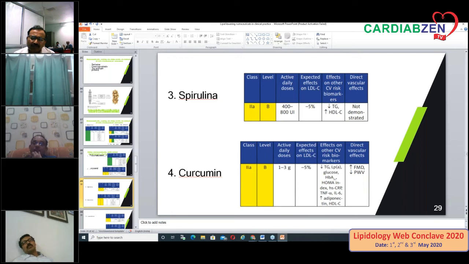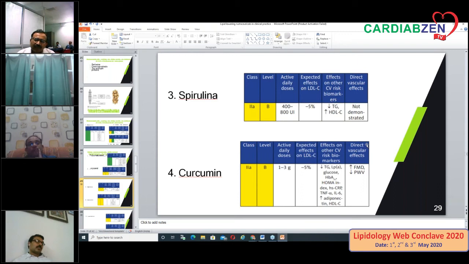This is having beneficial effect in all the components of LDL cholesterol reduction. So this is what I have shown you. Active daily dosage is 1 to 3 gram. So 1 to 3 gram basically can be obtained from a higher amount of consuming haldi, not the typical amount that we use in our daily cooking.